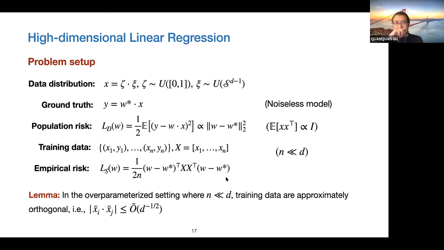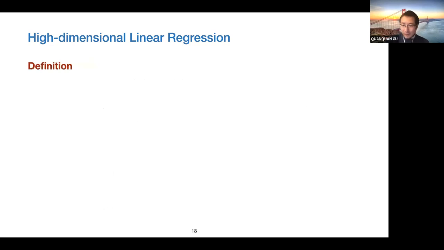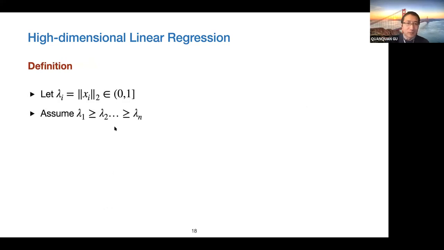Okay. So based on this data distribution assumption, we can easily prove that in the overparameterized setting, where the dimension D is much larger than the training sample size, the training data are approximately orthogonal. So this is not to be proved here. And we also define some quantities: lambda I denotes the length of each training data point. And we sort lambda I in a descending order, that is, we sort the training data points in a descending order in terms of the length.